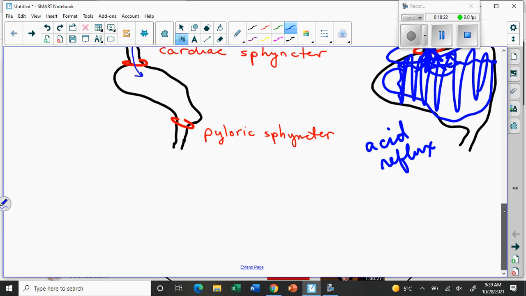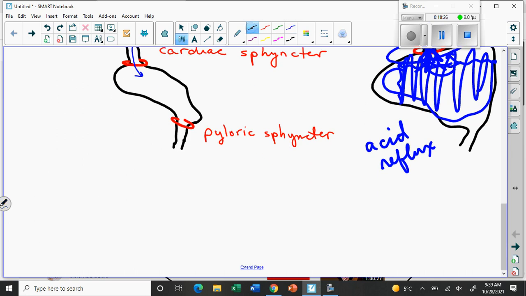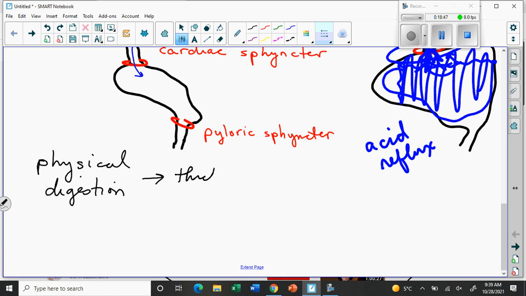So let's write a couple of things about what's happening in the stomach. First of all, the stomach does two kinds of digestion. It does a physical digestion, because the stomach, of course, is made of muscle, primarily. It has a thick muscular wall that can contract.